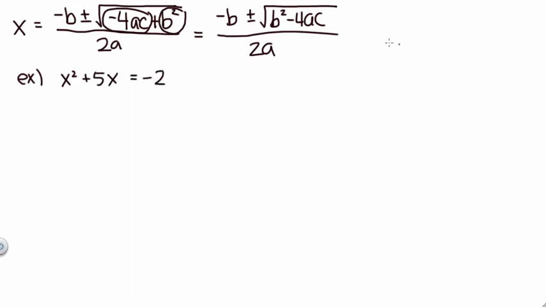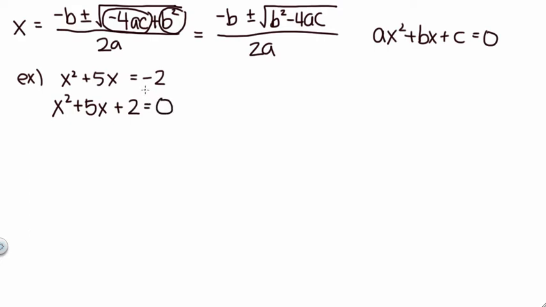Recall that when we started, it was in the form ax squared plus bx plus c equals 0. So the first thing that you have to do is put it in standard form. I'm going to put it in standard form by adding 2 to both sides, so plus 2 equals 0, right? Because if I add 2 to both sides, this is what my result is.